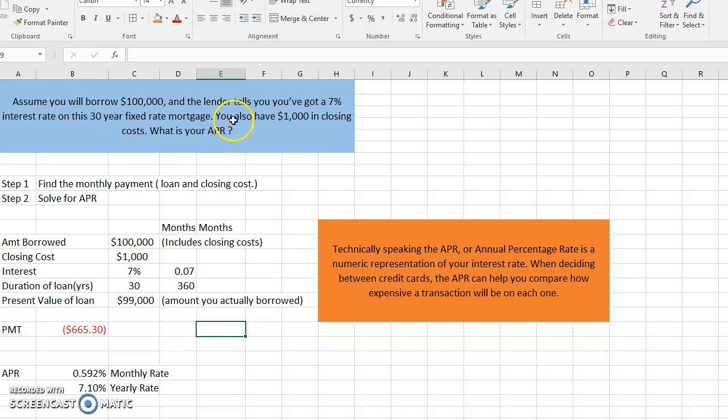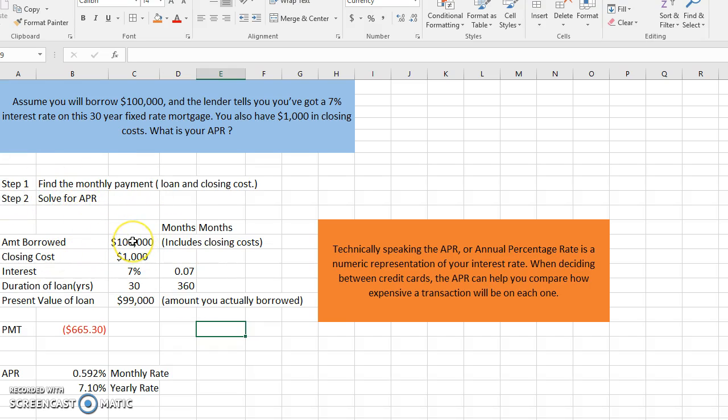So we have a question here. Assume you want to borrow a $100,000 mortgage. The lender wants to charge you 7%, the rate is fixed, and the mortgage duration is 30 years. And then you also have $1,000 closing costs. So what is your APR? We go through two steps. Step one, we want to find the monthly payment of the loan, and the closing cost. And then we'll solve for APR. Let's go by these numbers.